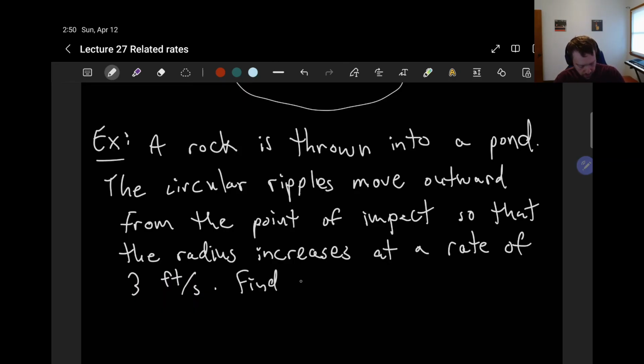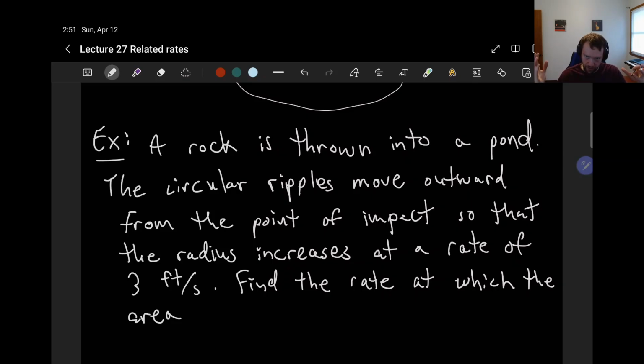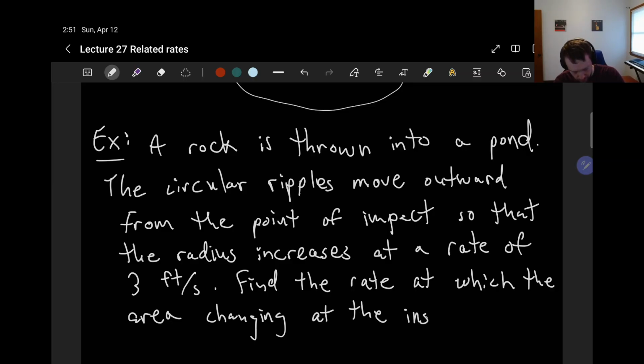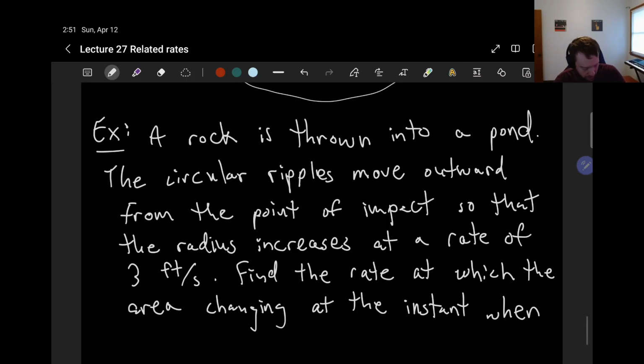The question is, find the rate at which the area is changing. That is the area of these ripples if you take the full circle. So in particular, how fast is the area changing at the instant when the radius is 17 feet?